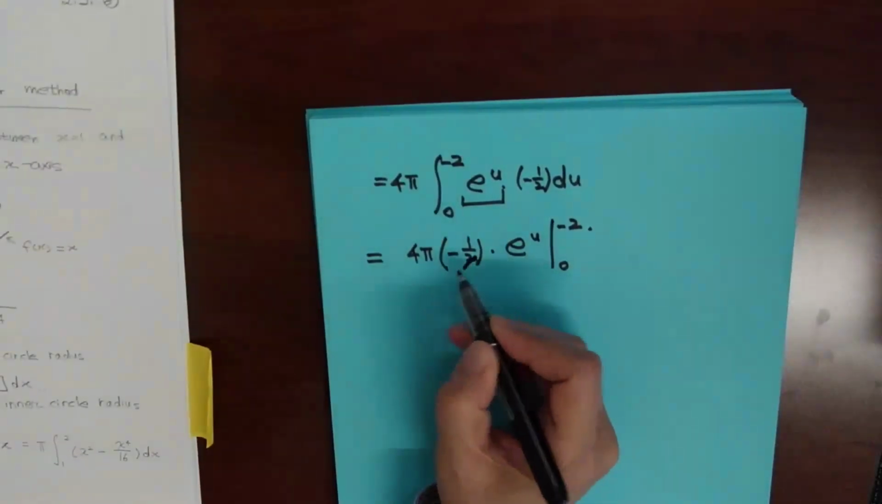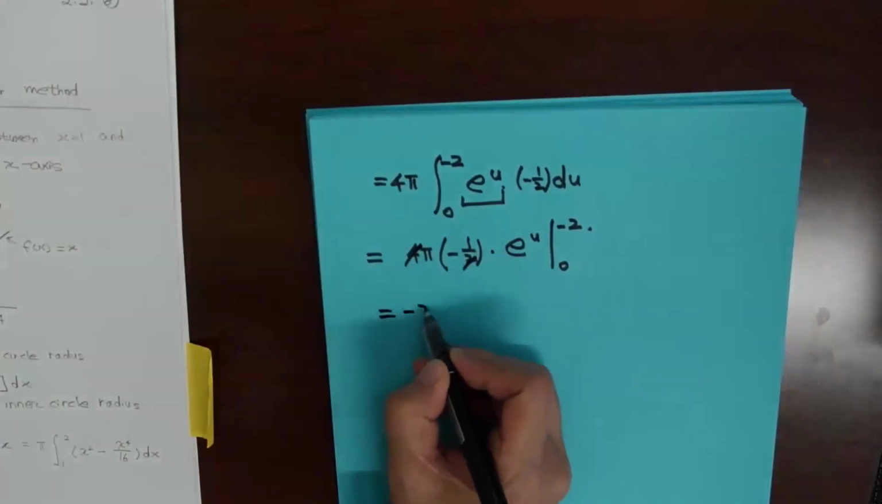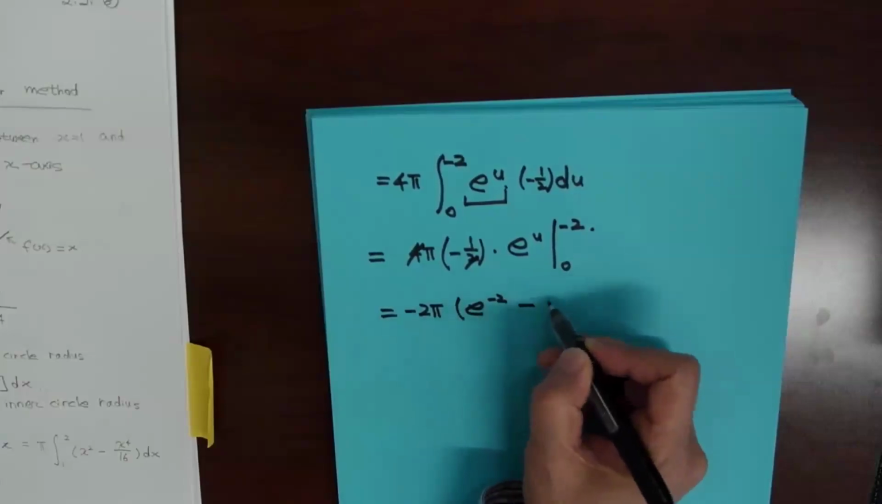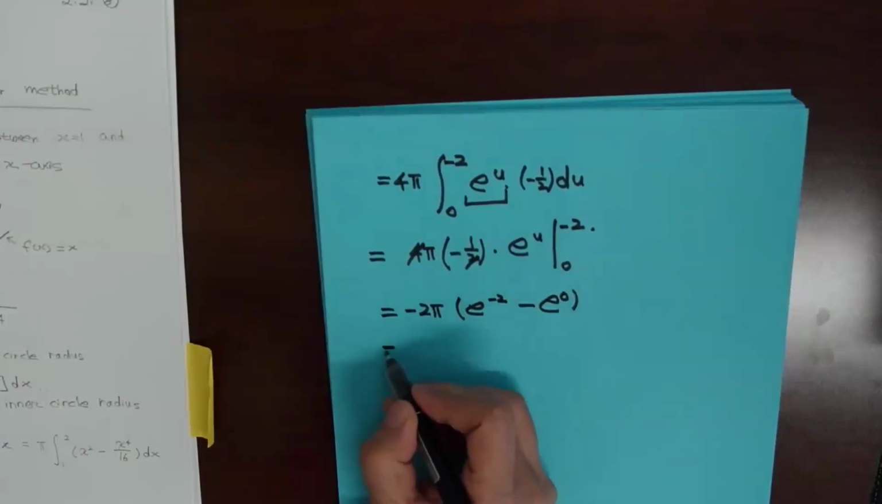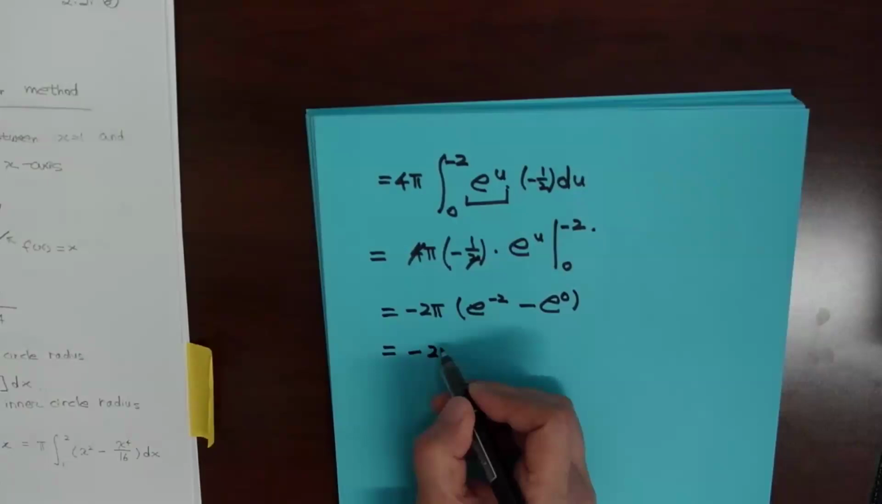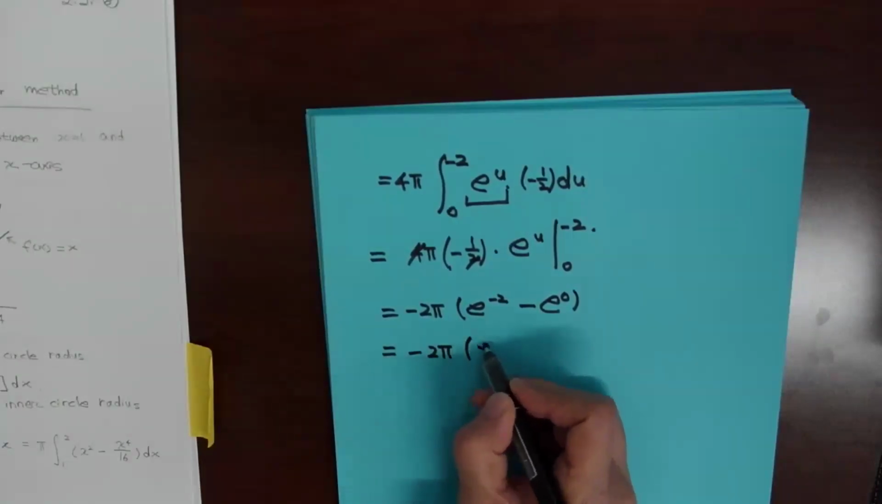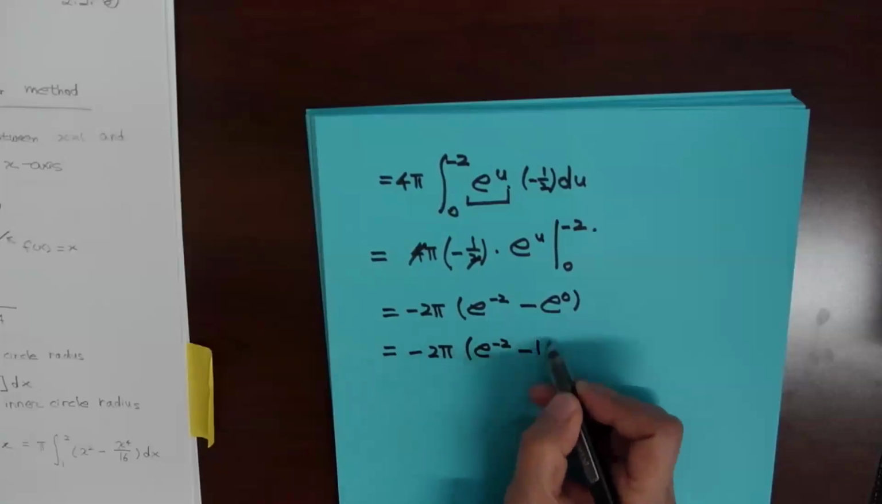So what is this? This one is negative 2 pi times e to the negative 2 minus e to the 0. What do I end up with? Negative 2 pi times e to the negative 2 minus 1.